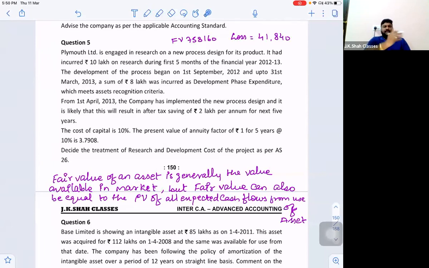But generally, fair value you can get from the market, but here that data is not given, but other data is given which can also be used for calculating the fair values. So I hope you are understanding the question. And this had come in exam.